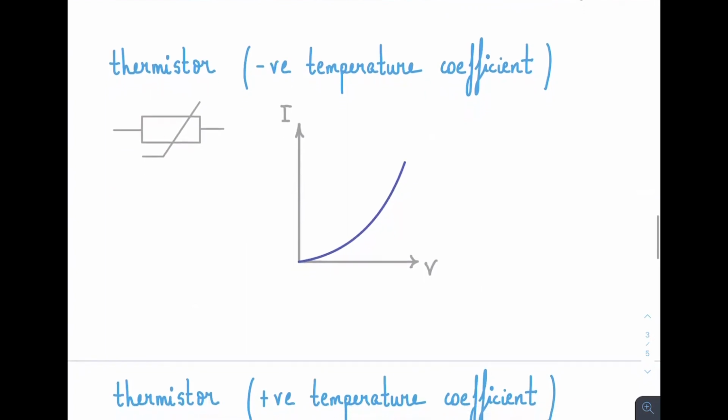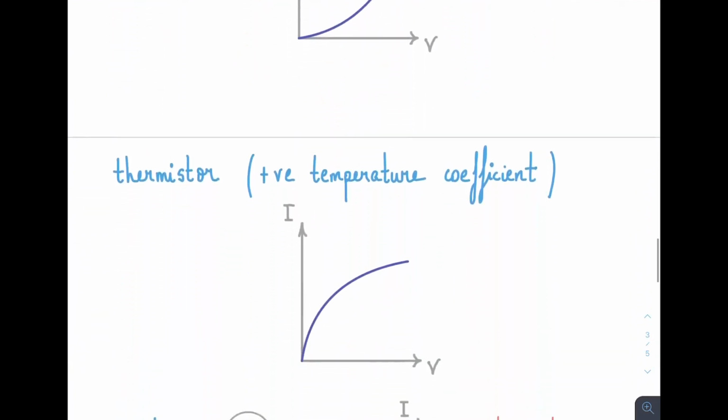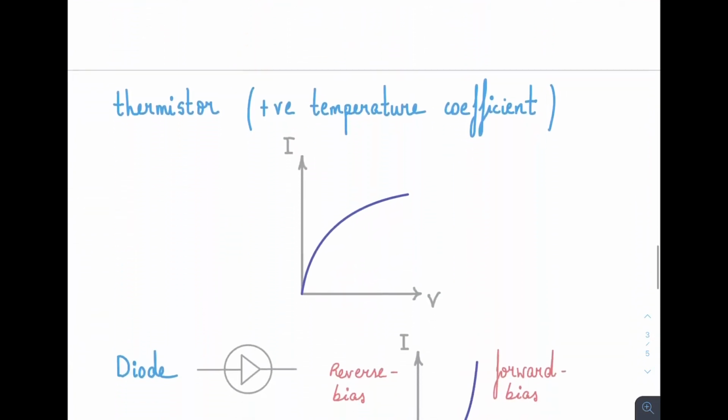This is for a thermistor with a negative temperature coefficient, because there also exist thermistors with positive temperature coefficients, which behave exactly the opposite of the others. In fact, these are components whose resistance increases as the temperature increases. So in other words, we get a graph of current against voltage which is similar to the one for the filament lamp.